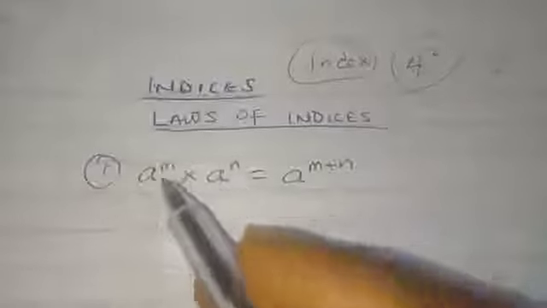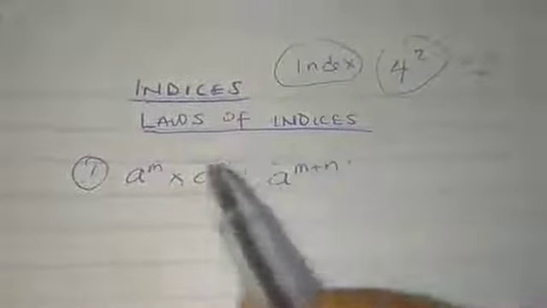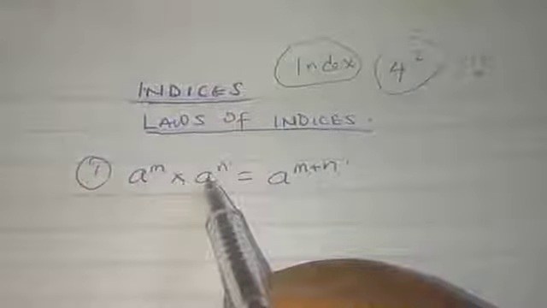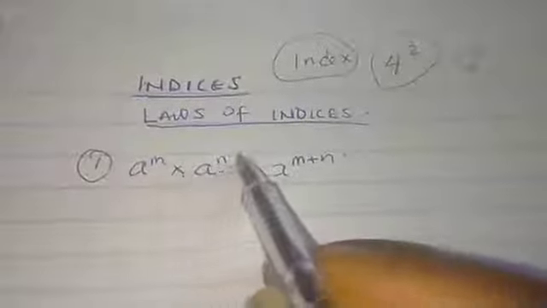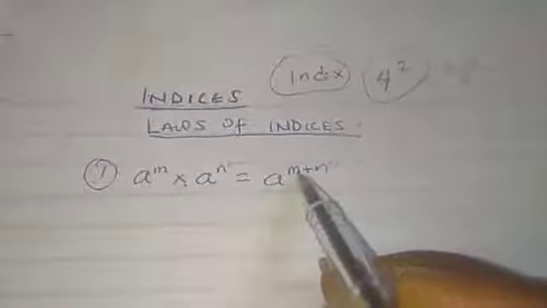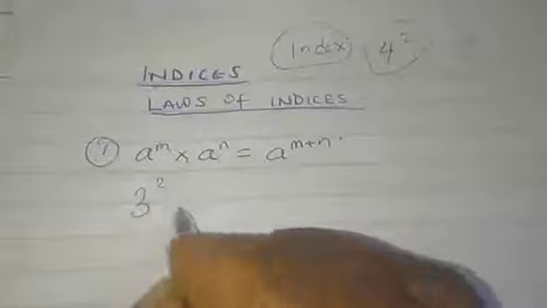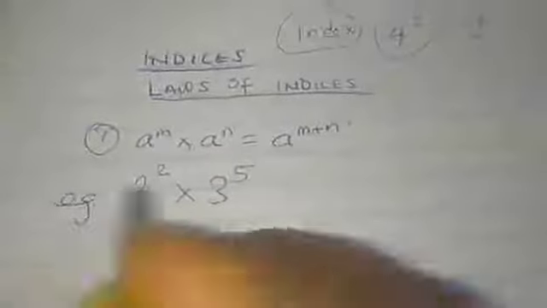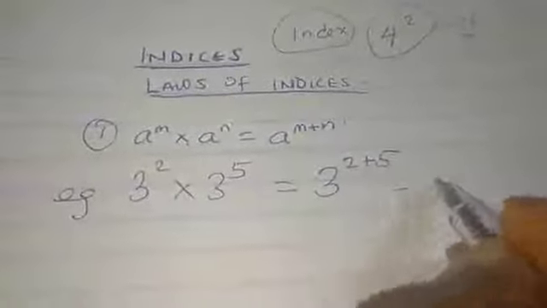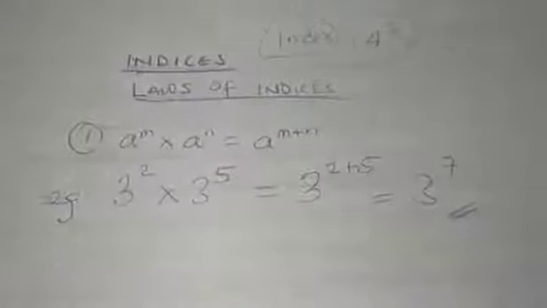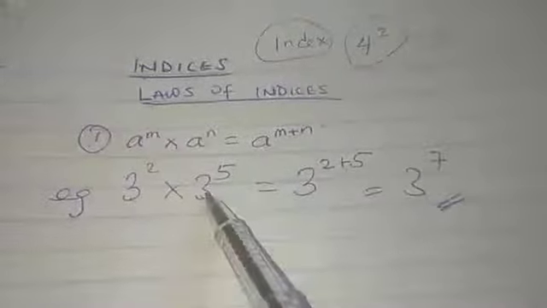The first one says a raised to power m times a raised to power n is equal to a raised to power m plus n. This a, we call it the base. So if they have the same base and different powers and want to multiply them, the law says it is equal to the base raised to power, you add up the powers. For instance, let's say we have 3 raised to power 2 times 3 raised to power 5 and want to multiply it, the answer will be 3 raised to power 2 plus 5, and that is 3 raised to power 7. We can only do this by adding up the powers when we have the same base. As you can see, there's 3 here, there's 3 here.